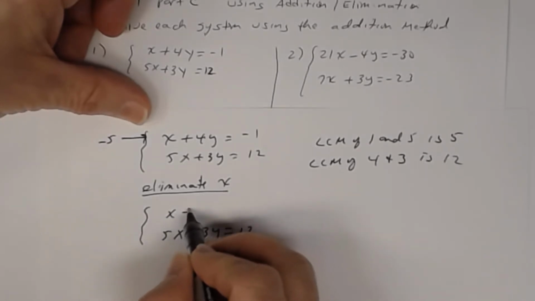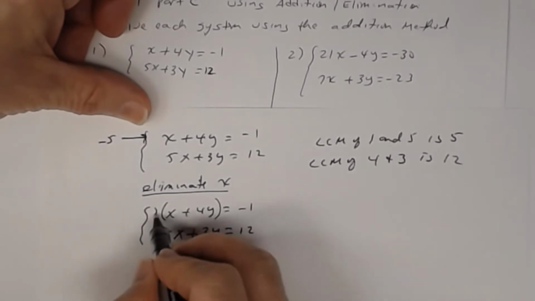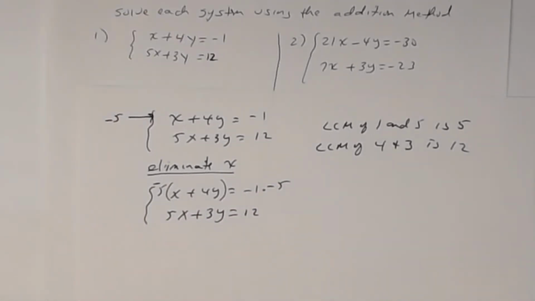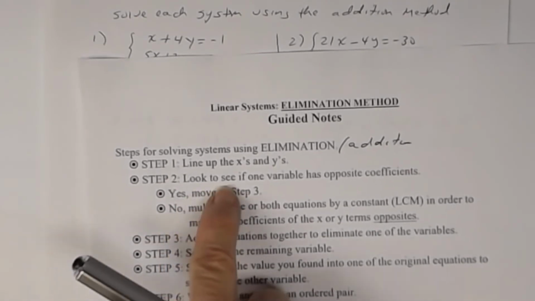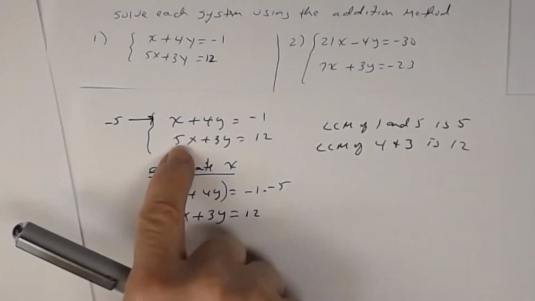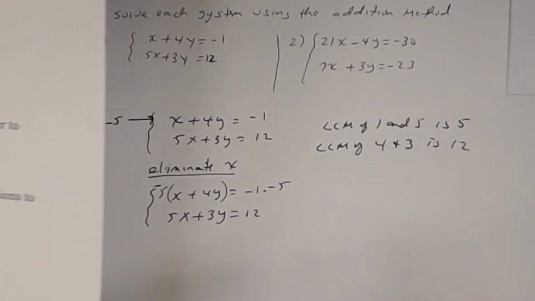You're going to take x plus 4y equal negative 1, and you're going to multiply both sides by negative 5. Okay? You multiply both sides by negative 5. So that is this part here. So look to see if one of the variables has opposite coefficients. And in this case, you knew that none of them did. 1, 5, 4, 3. Those are not opposites.